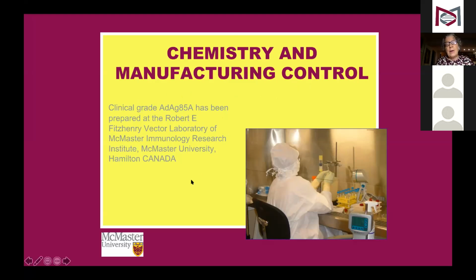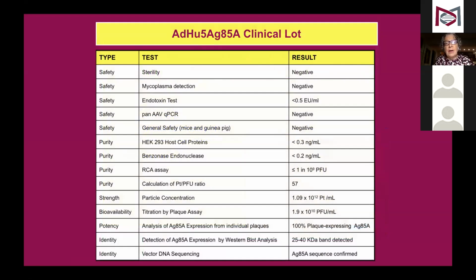And so in the submission to Health Canada, they are looking at all the components of the manufacturing of this product to ensure that it meets all good clinical practices. And the clinical lot requires extensive testing for safety, purity, strength, potency, before we can actually proceed on. And as I mentioned, we are extraordinarily fortunate to have such a skilled team in our institute.